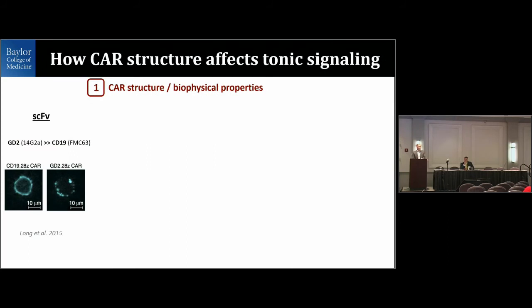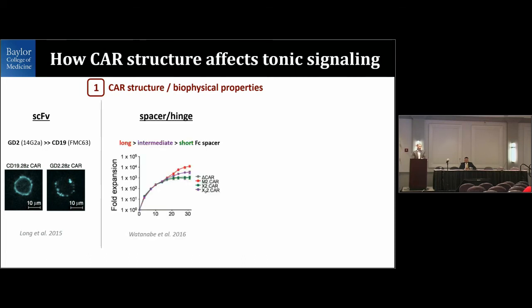So let me show you a few examples of how the CAR structure can actually affect the magnitude of CAR signaling. The first example I already showed you: depending on the scFv, in this case the GD2 binder, 14G2A, is much more prone to this spontaneous clustering than the CD19 with FMC63 scFv, as illustrated in that graph. Likewise, the choice of the spacer and hinge region may affect the propensity of CARs to stick together.